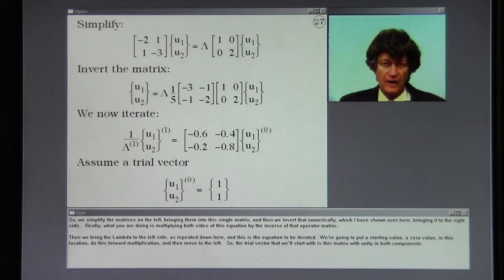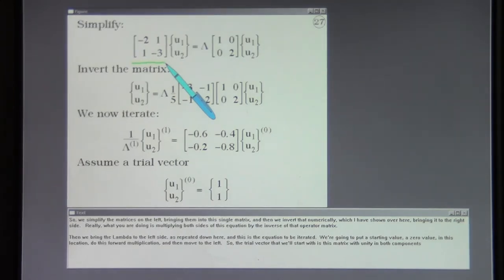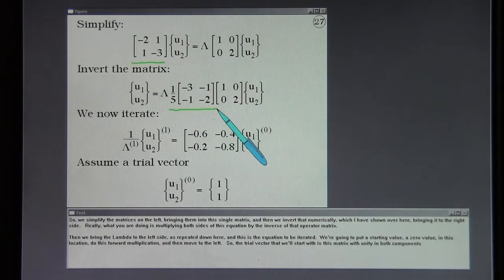So we simplify the matrices on the left, bringing them into this single matrix, and then we invert that numerically, which I've shown over here, bringing it to the right side. Really what you're doing is multiplying both sides of this equation by the inverse of that operator matrix. Then we bring the lambda to the left side, as repeated down here. And this is the equation to be iterated.